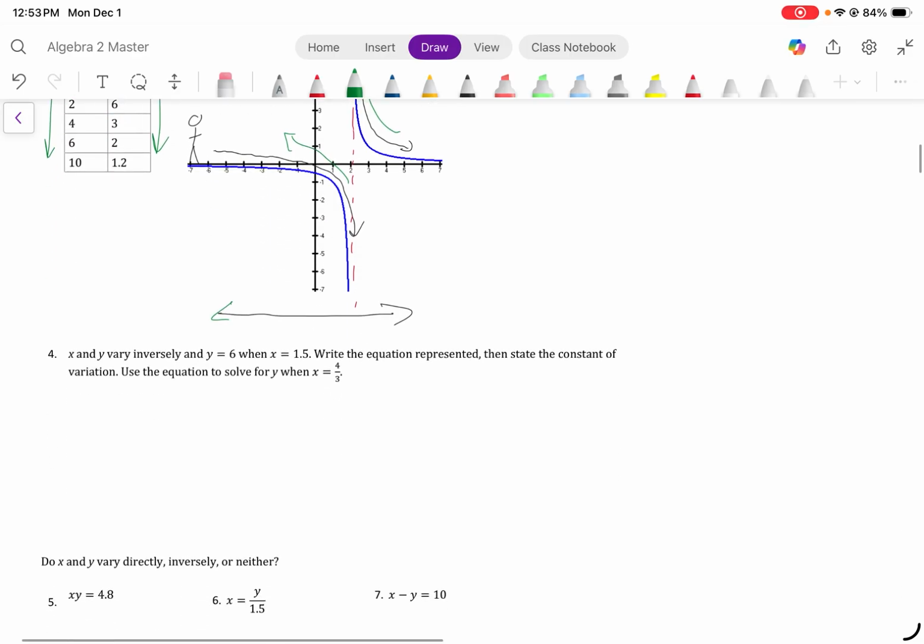Number 4 says x and y vary inversely, and y is 6 when x is 1.5. Write the equation represented, then state the constant of variation. Use the equation to solve for y when x equals 4/3. So if y is equal to k over x, that means 6 is equal to k over 1.5. Then I'm going to multiply both sides by 1.5. 6 times 1.5 is 9. That's my k value. So to write my equation, I'm going to have y is equal to k over x. Replace k with 9. There's my equation.